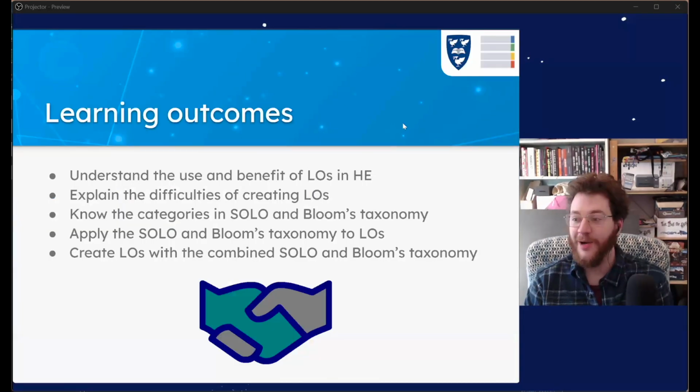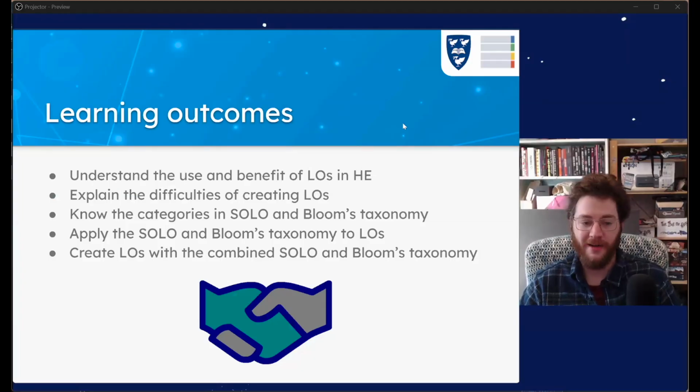So, the learning outcomes of this interactive session are to understand the use and benefits of learning outcomes in higher education, to explain the difficulties of creating learning outcomes, to know the categories in SOLO and Bloom's taxonomy, and to apply the SOLO and Bloom's taxonomy to learning outcomes. And then finally, once we've applied them, we'll create learning outcomes with the combined SOLO and Bloom's taxonomy.